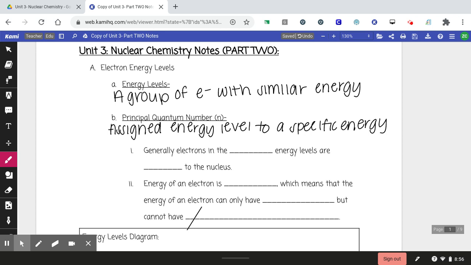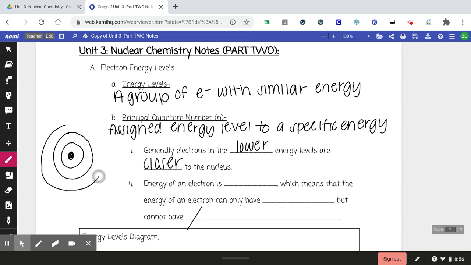So generally speaking, electrons in lower energy levels are closer to the nucleus. So we have our nucleus here, and we can have energy levels like this surrounding the nucleus. This energy level here is going to be closer to the nucleus than the one out here, okay? Which means that the electrons in the first energy level are a lot closer to the nucleus than the electrons in that outer energy level.